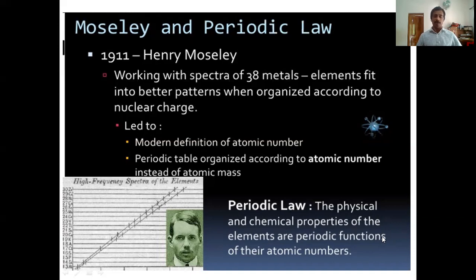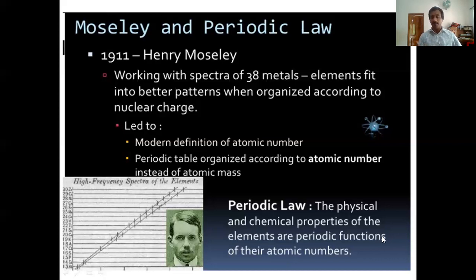Modern periodic law. What is modern periodic law or Moseley's periodic law? Modern periodic law states that the physical and chemical properties of the elements are periodic functions of their atomic number. That is modern periodic law or Moseley's periodic law.